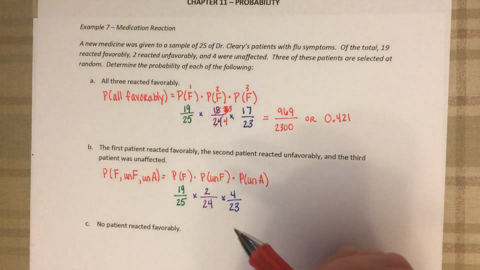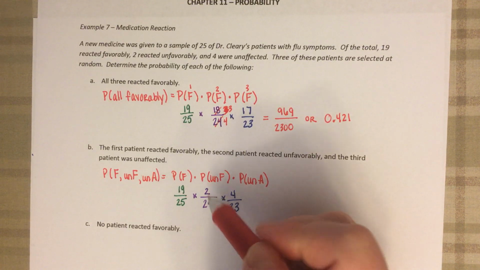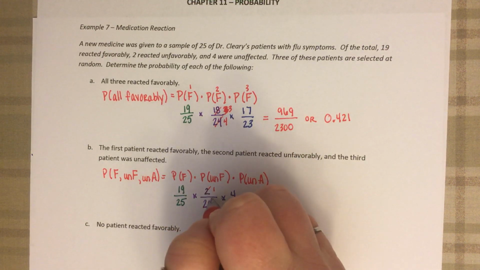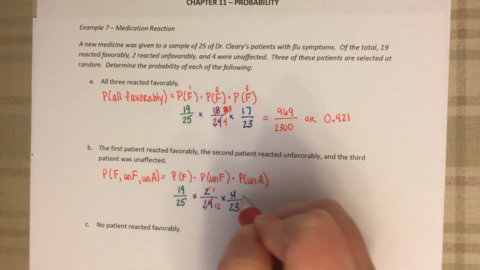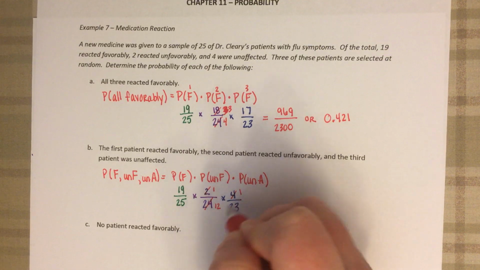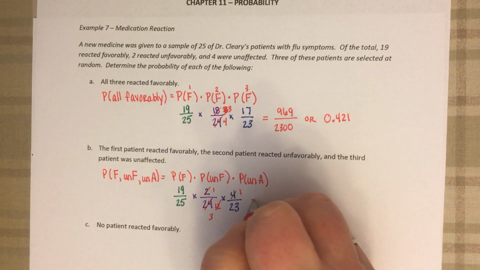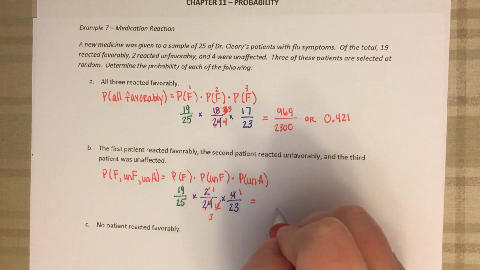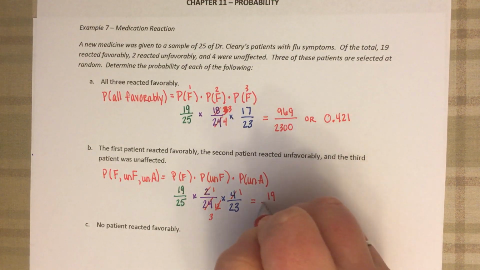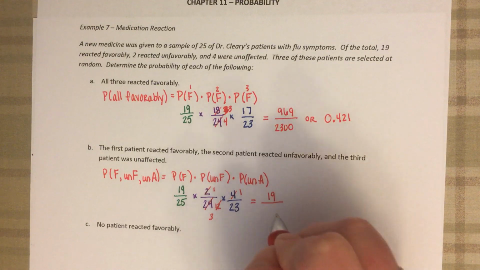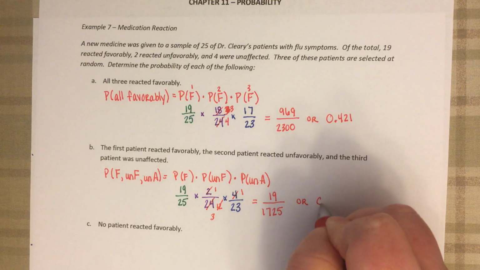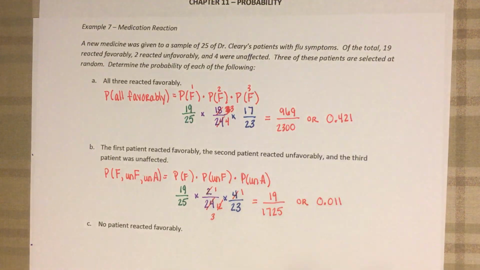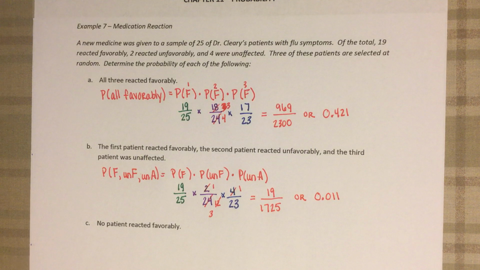We're going to reduce. 2 and 24, we can reduce to 1 and 12 by dividing them both by 2. Our 4 and our 12 we can reduce by dividing both by 4, leaving us with 1 and 3. Then if we multiply what we have left, 19 times 1 times 1 is 19. 25 times 3 times 23 gives us 1,725, or as a decimal, 0.011. So about a 1% chance that the first person reacted favorably, the second unfavorably, and the third person was unaffected.